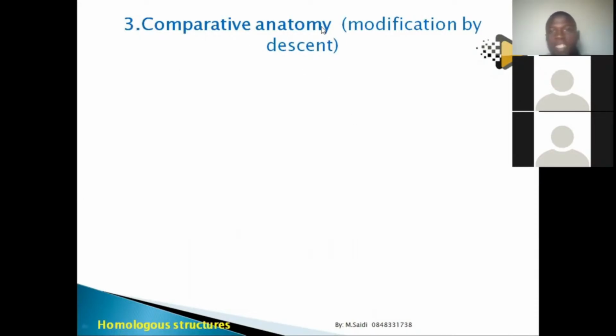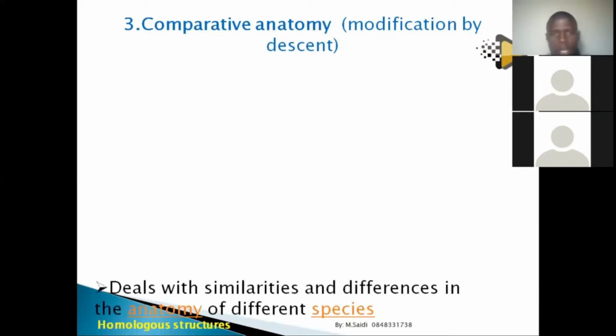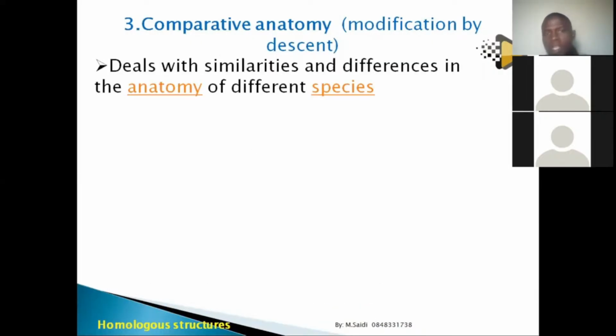When you talk about comparative anatomy, sometimes you call it modification by descent. You modify as you shift from one generation to the next generation. It deals with similarities and differences in anatomy. Anatomy is the body structure. If you look at your body, how is the shape of it? Your shape is not the same as that of a cow, it's not the same as that of a pig.